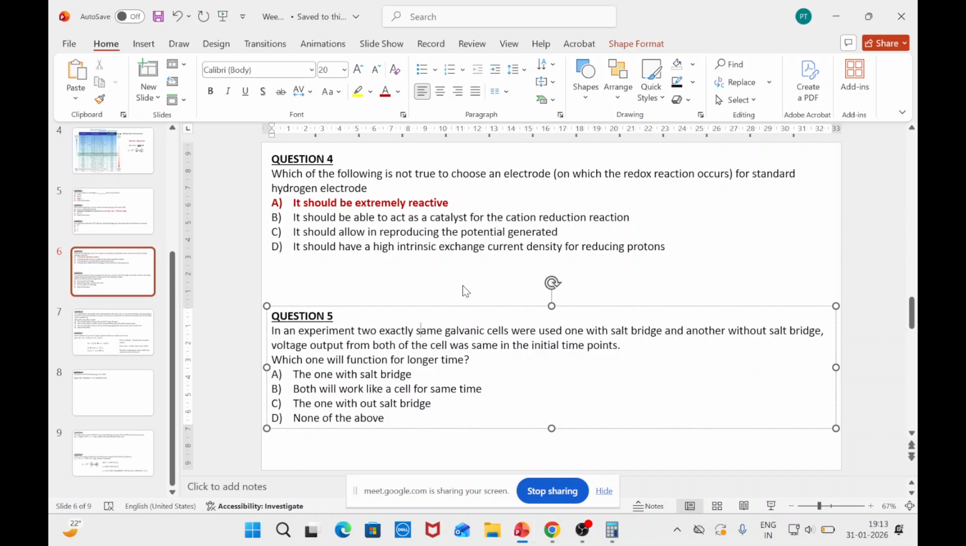Or does the salt bridge not play any role? That's what B is. So, does the salt bridge have a role in making the electrochemical cell function for a longer time? We discussed the use of the salt bridge as a source for maintaining charge neutrality in the system, how it improves the electrical conductivity, makes the conductive path, and lowers the internal resistance. But does it affect the lifetime of your cell? If yes, then how?